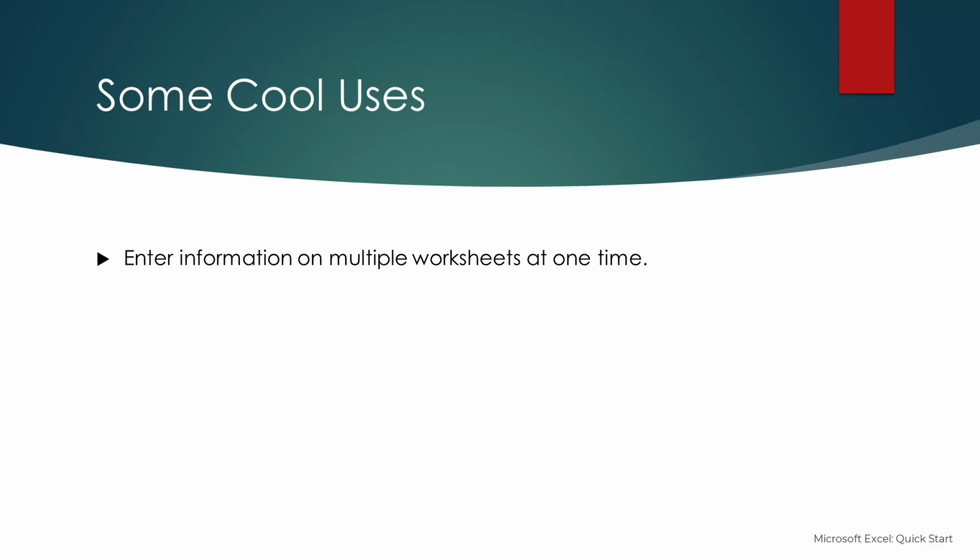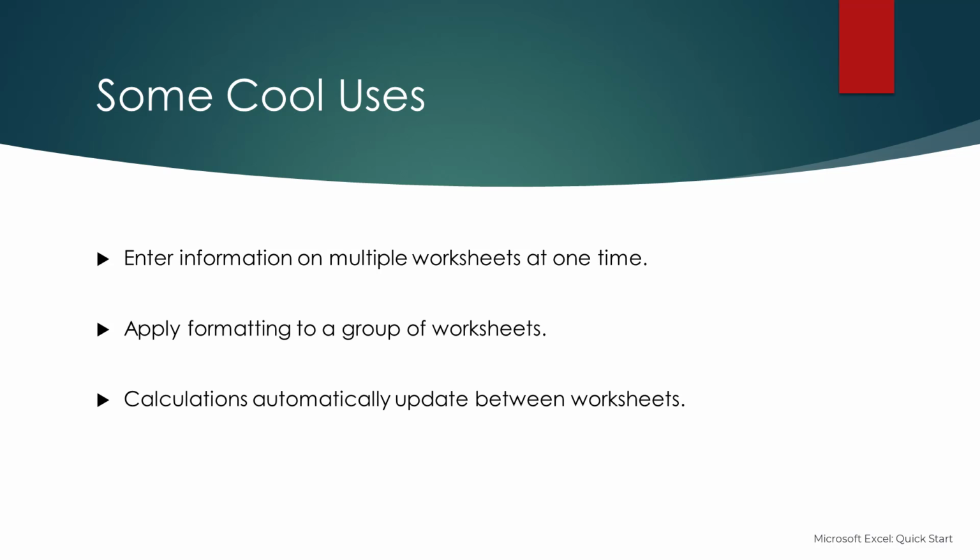Another way that multiple worksheets can make things easier is that you can apply formatting to a group of worksheets at one time. This can help you apply consistent formatting to all worksheets without trying to remember what formatting you used. When you use a calculation on a worksheet that references cells on another worksheet, if you update the data in the referenced cells, the result is automatically recalculated. So those are some of the advantages of using multiple worksheets. We're going to walk through creating a regional sales workbook to get a better understanding of how this all works.